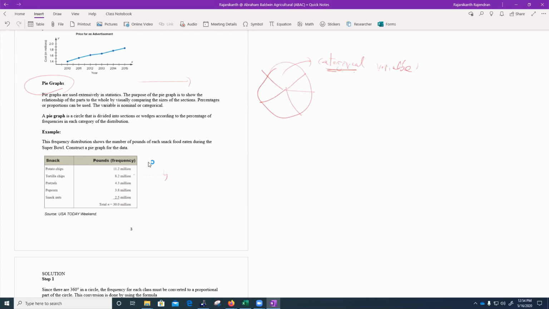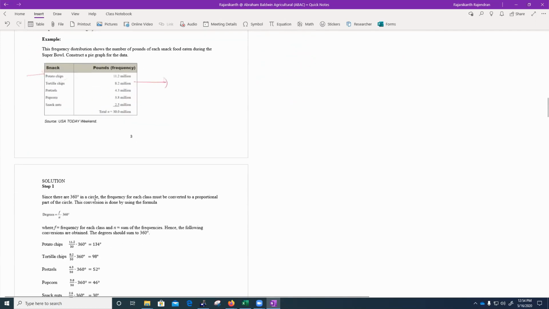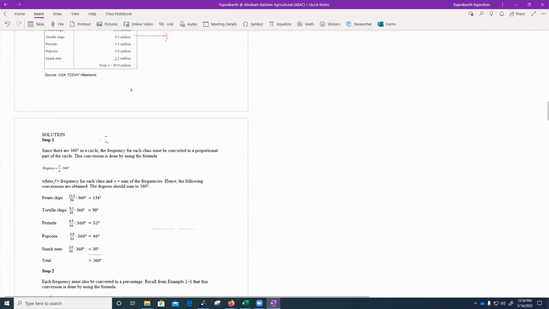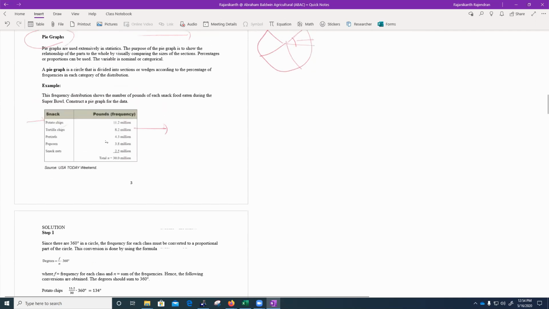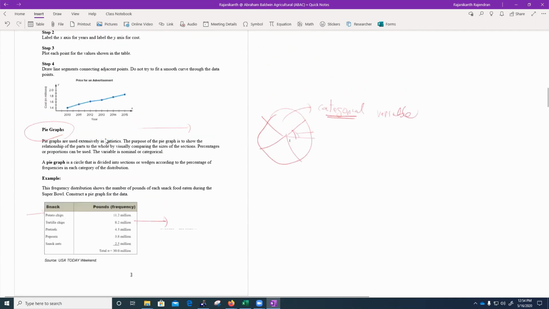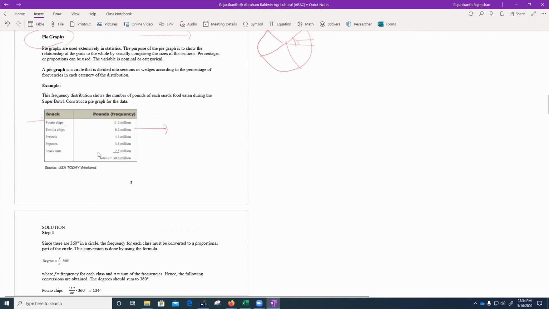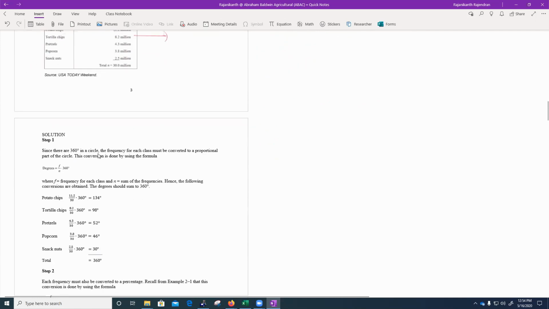Basically, if you know the frequencies for each categorical variable, then you can find how much angle in degrees it makes for each variable. After that, you can draw the pie chart. We have it in detail here. How do you find the corresponding degree for a particular categorical variable? We use this formula.